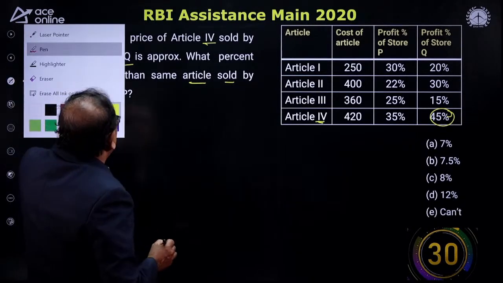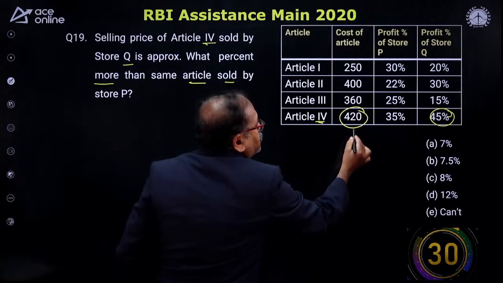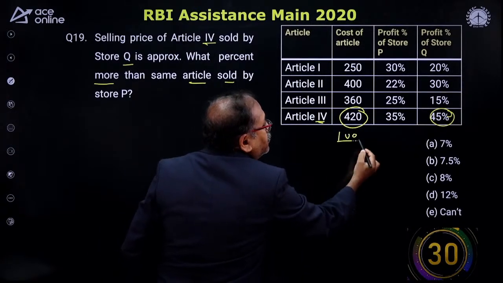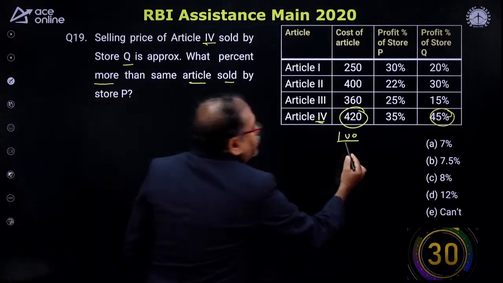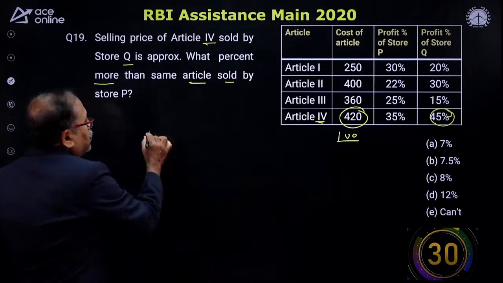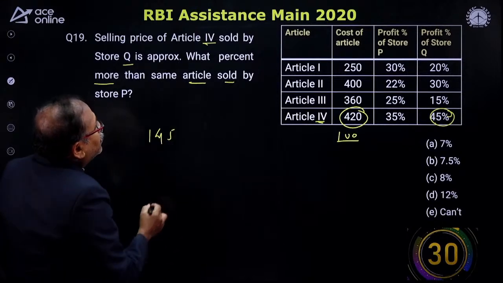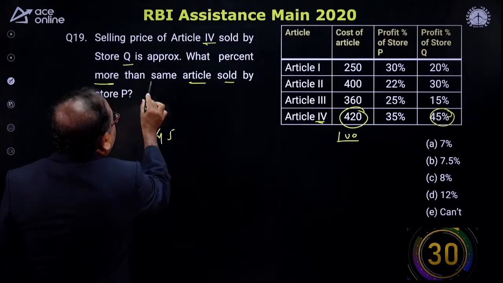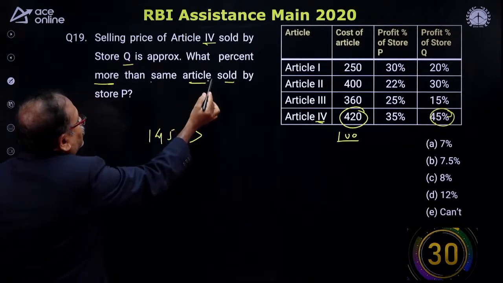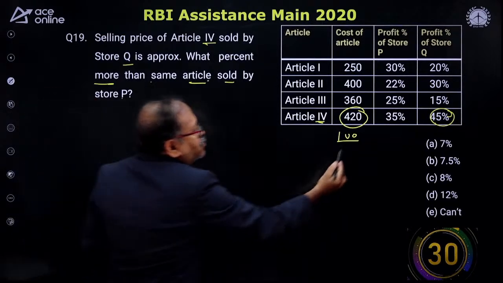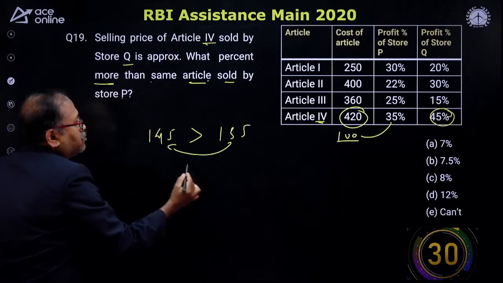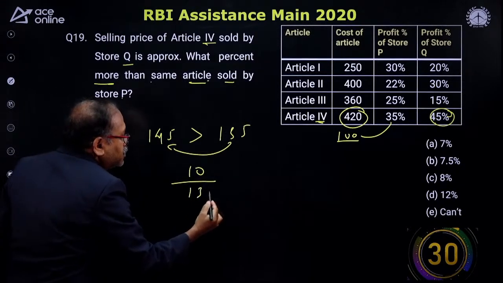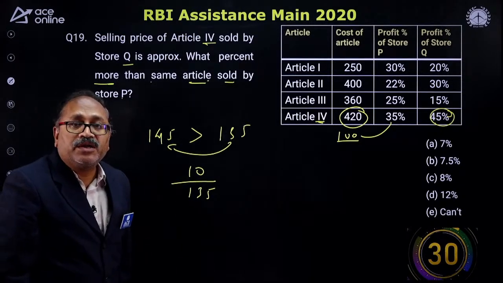I don't need to take this value here because this is same, so I will consider this as 100. If I consider this as 100, then this is 145 profit. This selling price is 145. And this is what percentage more than the same sold by P? So sold by P is 135. What percentage more? This is how much more? 10 more over 135. That's over, my young friends.